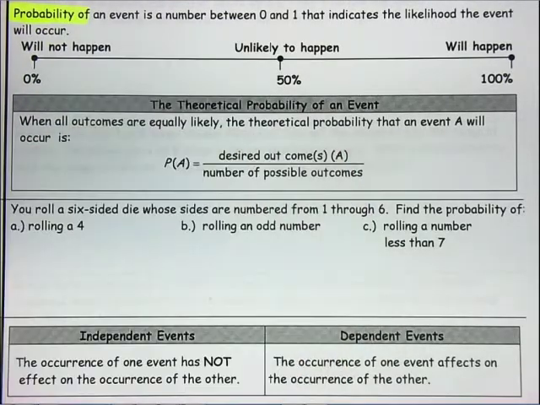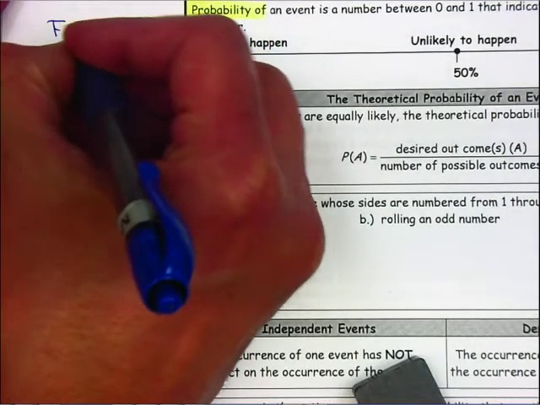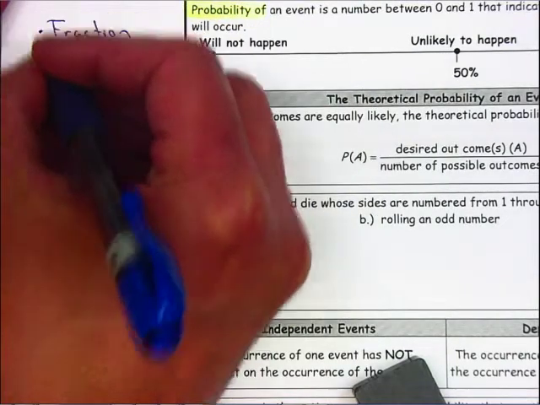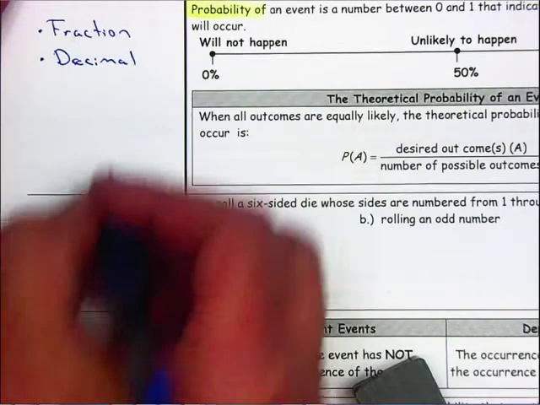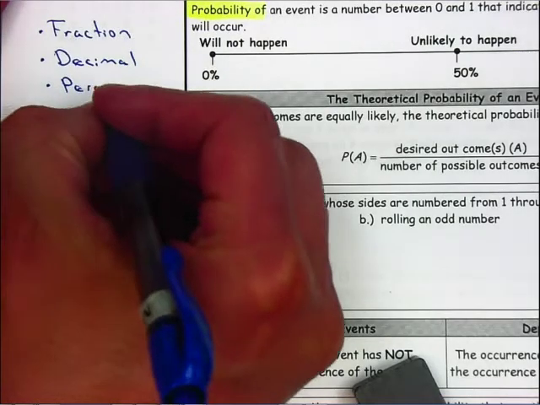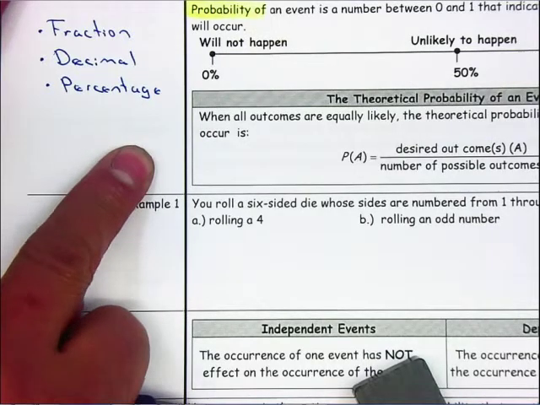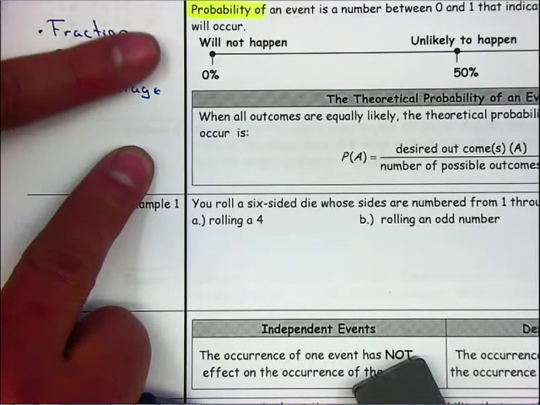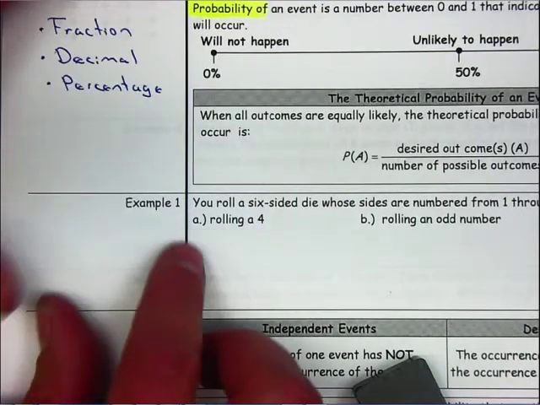That deals with probability. Now, probability can be expressed as a fraction. It can be expressed as a decimal. And it can also be expressed as a percentage. Because you are not able to use calculators for this chapter, we are going to be expressing them as fractions, which will make it a little bit easier. You just have to make sure that you reduce your fraction.